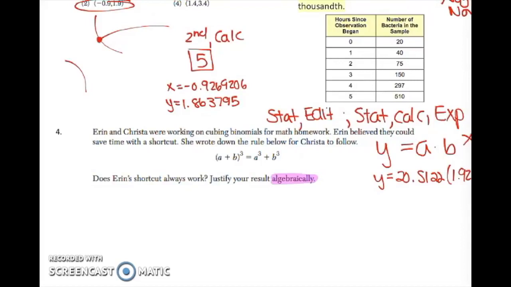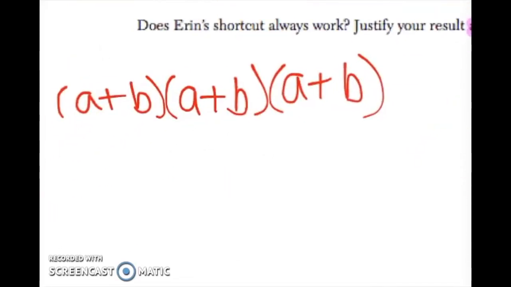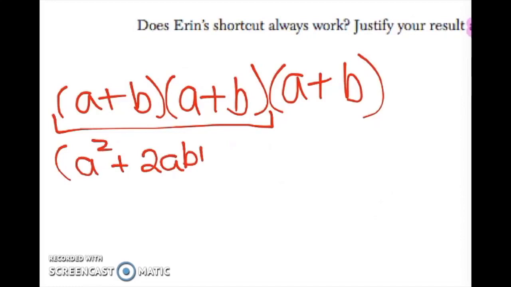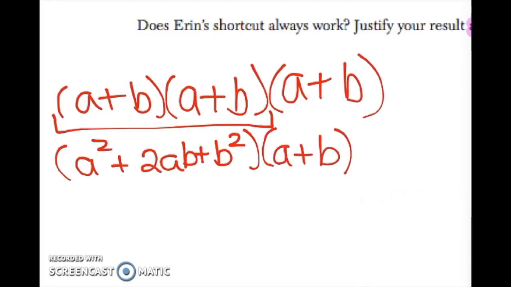So I want to prove that this equals that, or that it doesn't. So what I'm going to do is pretend that the right side doesn't exist, and I'm going to expand out the left side and see what happens. So cubing it would mean a plus b, a plus b, a plus b, and let's see if we get that answer. Now, when you multiply three things together, remember that you need to multiply the first two together first. So that's a squared plus 2ab plus b squared times a plus b. And then from there, we're going to multiply again.